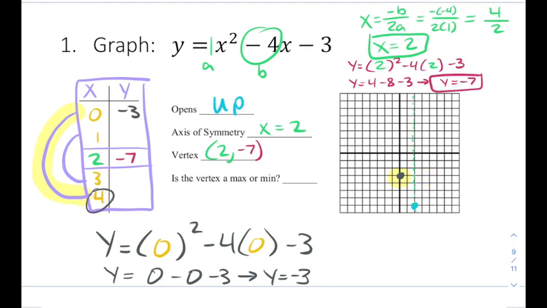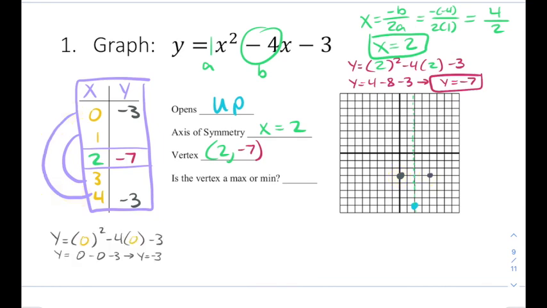And that's what this 4 is. That 4 is going to have a height of negative 3. So when we calculated 1 y, we actually ended up getting 2 y's. And these 2 points are something we call a symmetric pair.